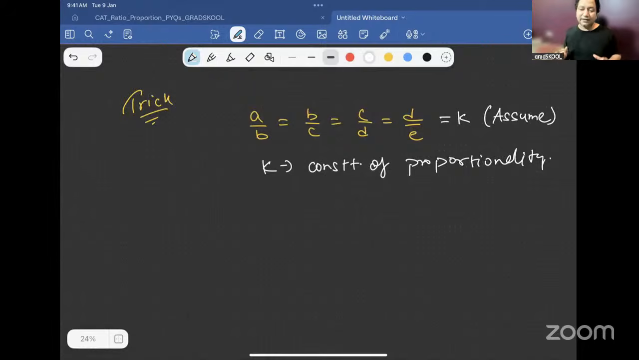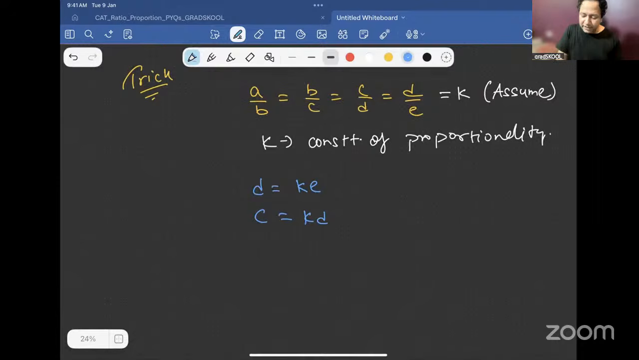Now, when we do that, what exactly happens? Let's see. Can I say that D becomes K times E? Yes, that's fine. C becomes K times D, right? That's also fine. B becomes K times C and A becomes K times B. So we do that so that all the elements in the given question look similar. Now, are they looking similar? Not really. So what can we do?